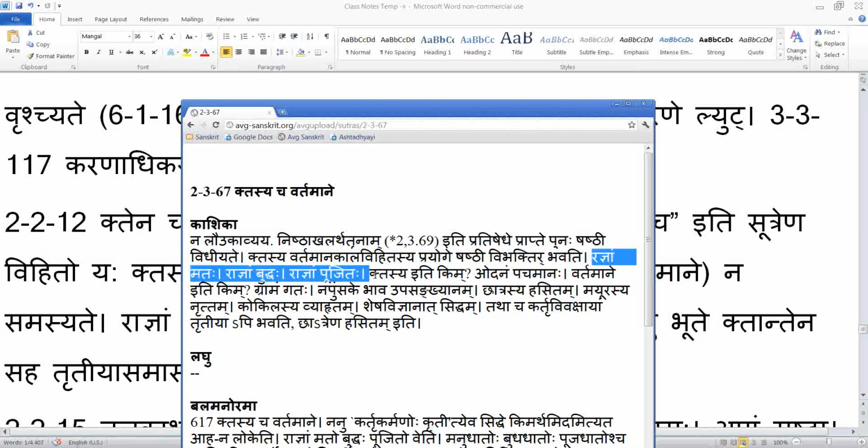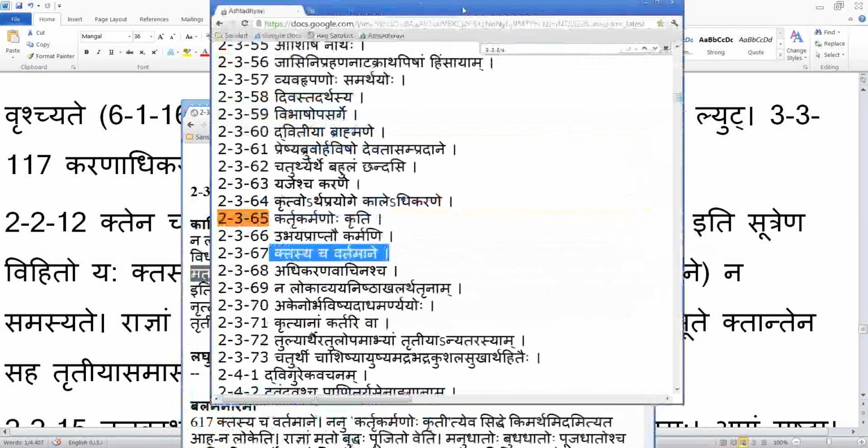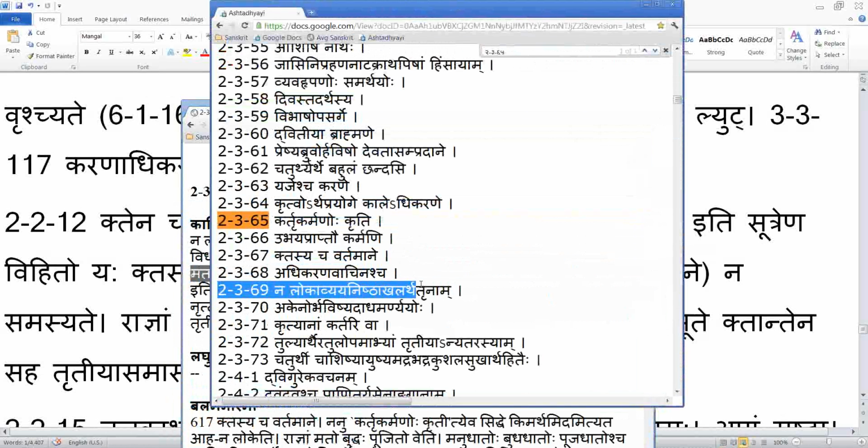Second step, 2369, this came and said, but when these pratyayas are used, specific ones, then shashti should not be used. And one of them was nishtha. Then now the counter exception. It says, tascha vartamane. But the pratyaya, which is a krit pratyaya, which is nishtha pratyaya, ktaktavatu nishtha, when you use it in vartamane, again shashti should be allowed. Become rajnya mataha.